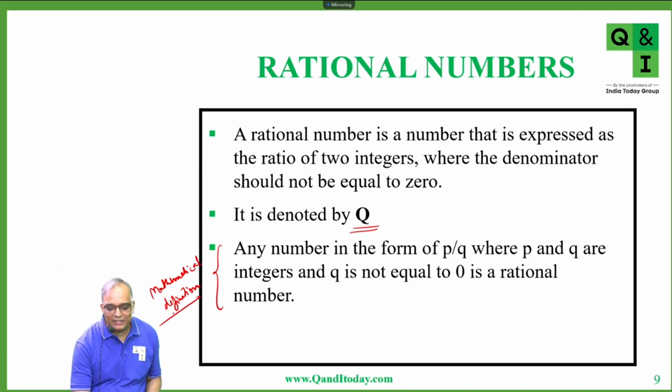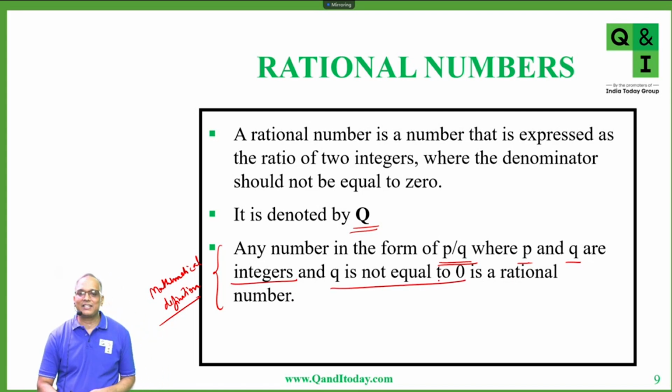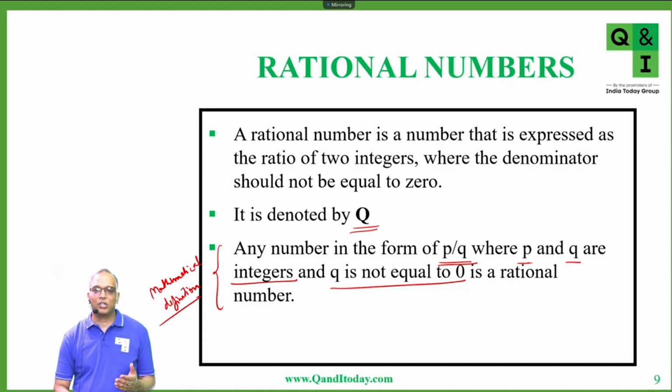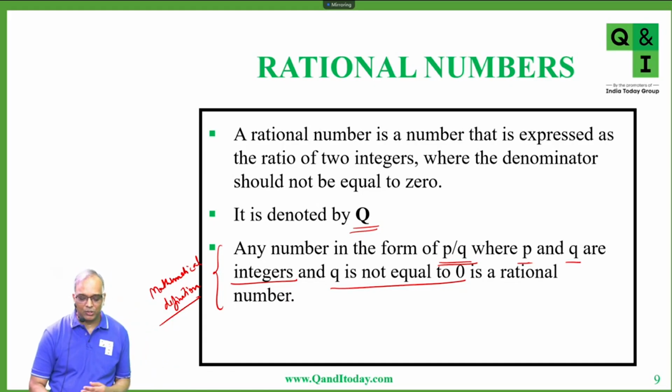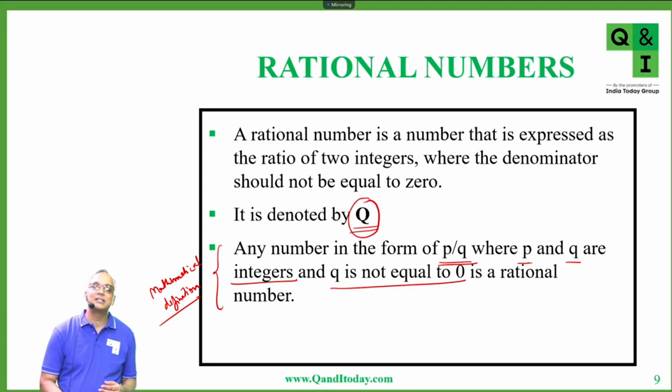So what does the definition say? Any number in the form p/q, where p and q are integers and q is not equal to 0, is a rational number. This is the definition which generally you will see across all the books. So you just need to remember that rational numbers are denoted by capital Q.